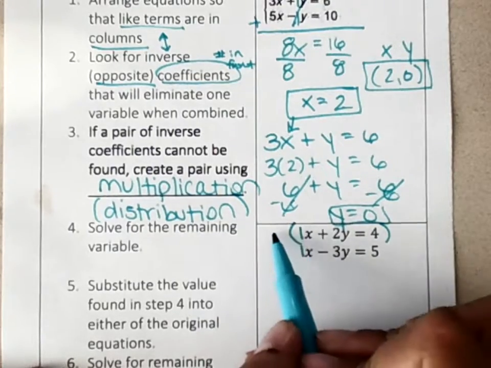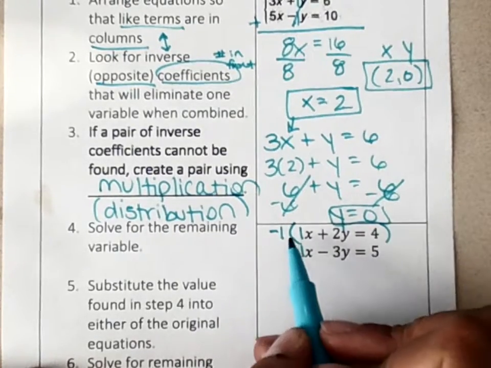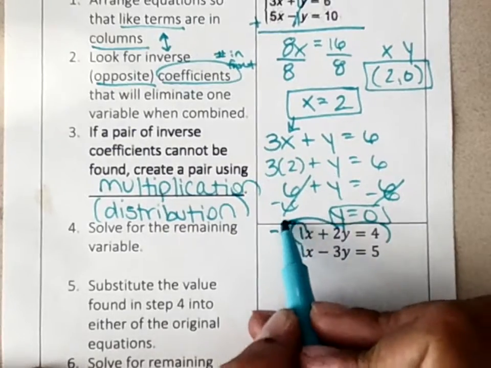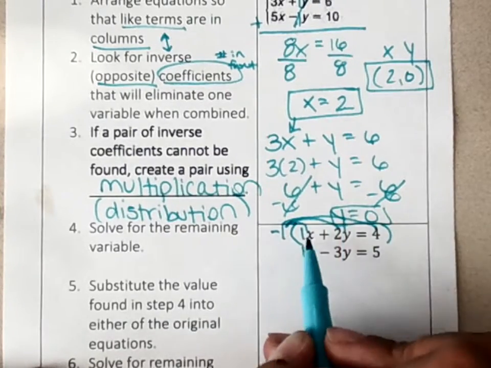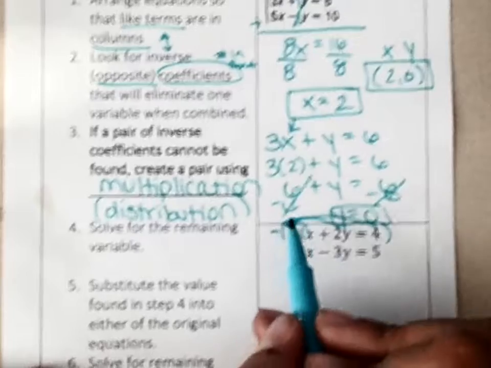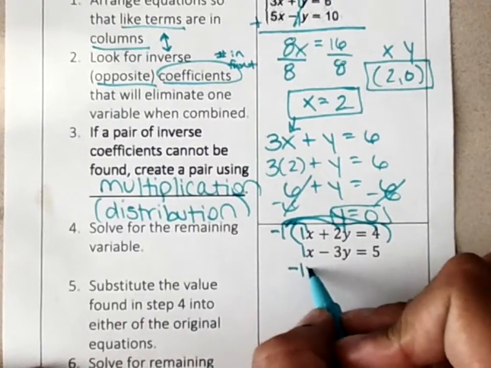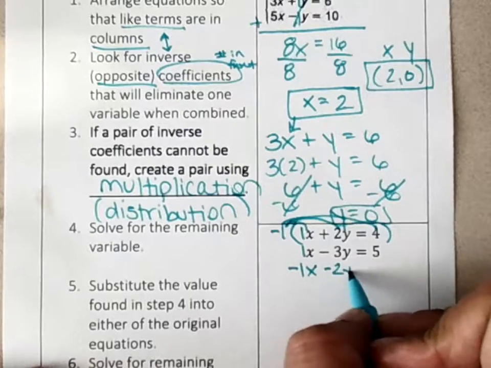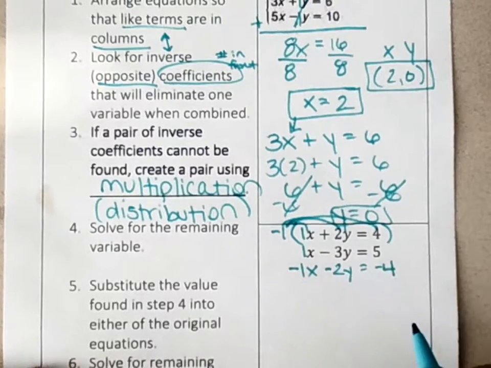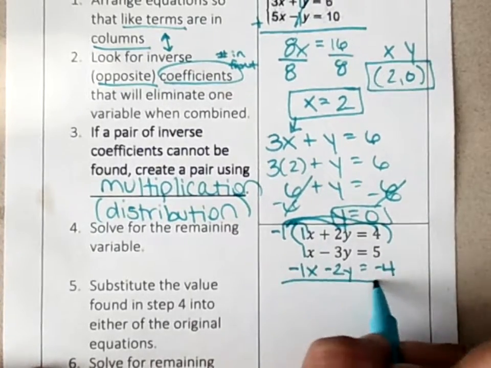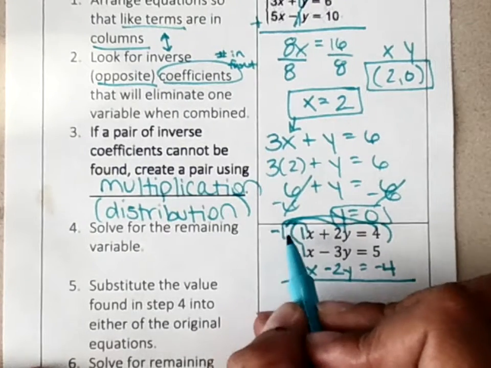To do that, I have to multiply by a negative 1 throughout the entire equation. I can't just multiply the first thing. It has to distribute everything. So this becomes a negative 1x, negative 2y, and negative 4. So I've created a new equation using distribution.